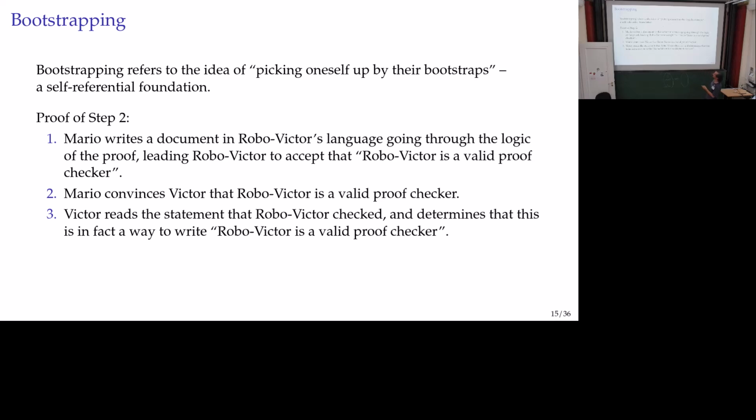So now Mario is writing a document in RoboVictor's language, going through the logic of the proof, leading RoboVictor to accept that RoboVictor is a valid proof checker. And then Mario convinces Victor that RoboVictor is a valid proof checker. And then Victor reads the statement and determines that this is in fact a way to write this statement. And thereby Victor is convinced that RoboVictor is a valid proof checker. Now you might notice the problem here. This is a circular argument because step 2 has not changed. It's actually the same as what it was before. So we actually need one more version of this.